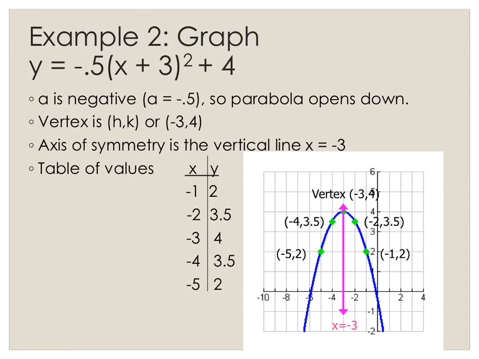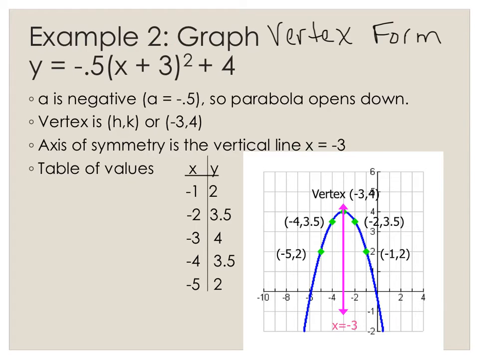In the next example, we see that we have an equation that's in vertex form. Now, the great thing about vertex form is that we don't have to do any calculation to find the vertex. Our vertex is (h, k). And so in this instance, our h is -3 and our k is 4. So our vertex is (-3, 4). Our axis of symmetry is the vertical line x equals -3. And because a is negative, our parabola opens down.